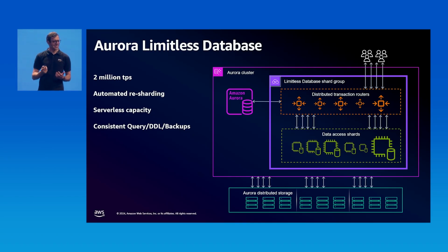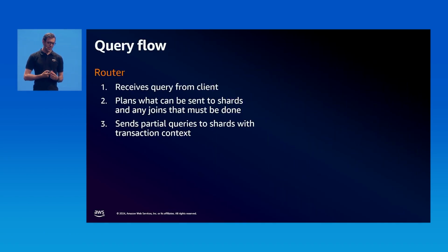How do we do that? How do you do it? We achieve that, and we're going to see it in just a minute, looking at the query flow. So how does a typical query flow look in Amazon Aurora Limitless?